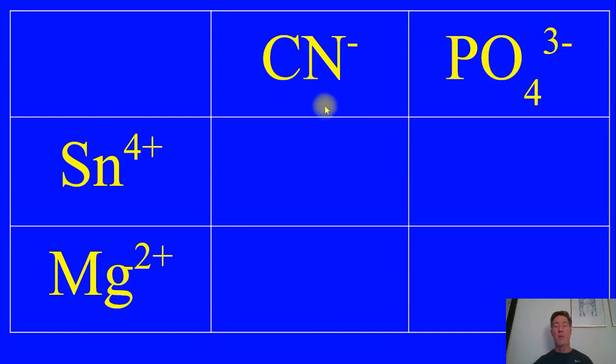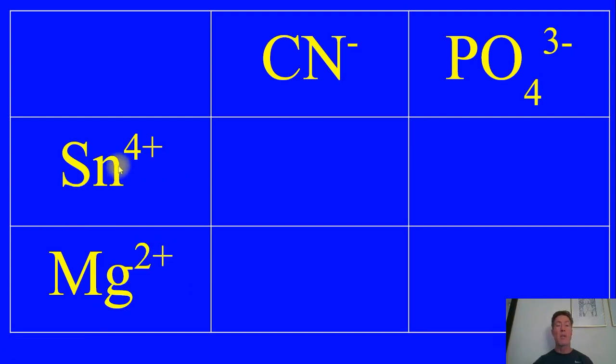So let's try some combinations here. So what is this? Well, you should recognize this as a polyatomic ion named cyanide. This is a polyatomic ion named phosphate. This is tin plus 4, so that's going to be a tin 4, because we know that tin has more than one ionic form. And this is magnesium. We don't use a Roman numeral because magnesium only comes one way, plus 2.